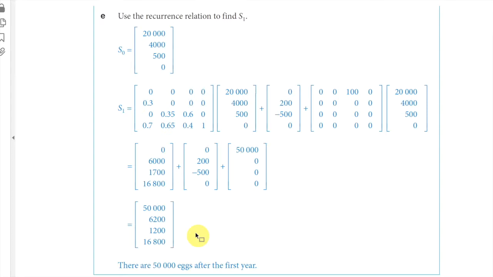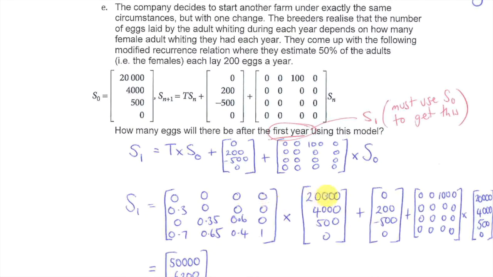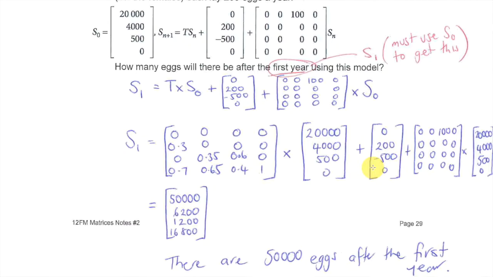Of course, as I said before, that last part, understanding how that times that produces the 50,000, isn't really crucial, but given this recurrence relation, you need to be able to throw in all the variable bits of information to work out that we have 50,000 eggs.